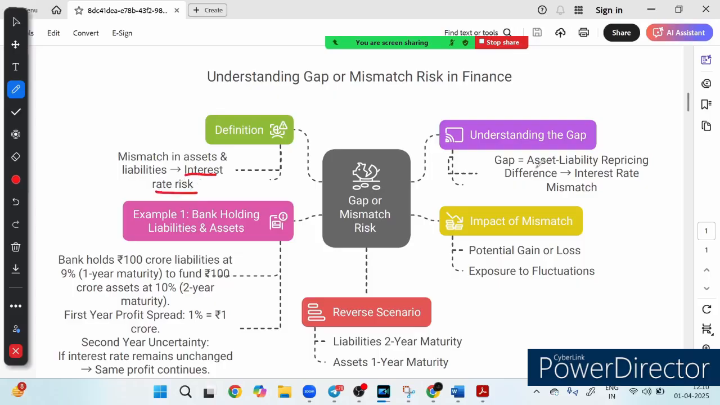So now let's understand the gap. What is the meaning of this gap? It is the difference in how quickly assets and liabilities are repriced. This difference leads to interest rate mismatch, and this can make or break a bank's profit, and this is called the gap. Let me give you one example to make this concept more clear.